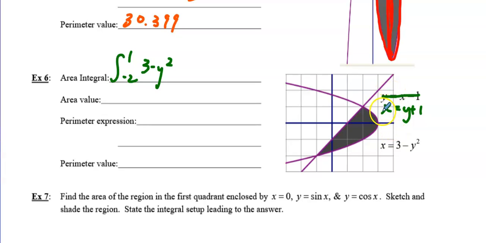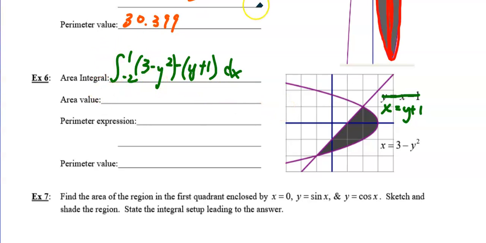We could label this as f of y and g of y if we want to, but why not just go ahead and write it like this? So our first function is going to be 3 minus y squared. Our second function, our left curve, is going to be y plus 1. And then we're going to do dy. And so that's how we're going to find the area of these curves.